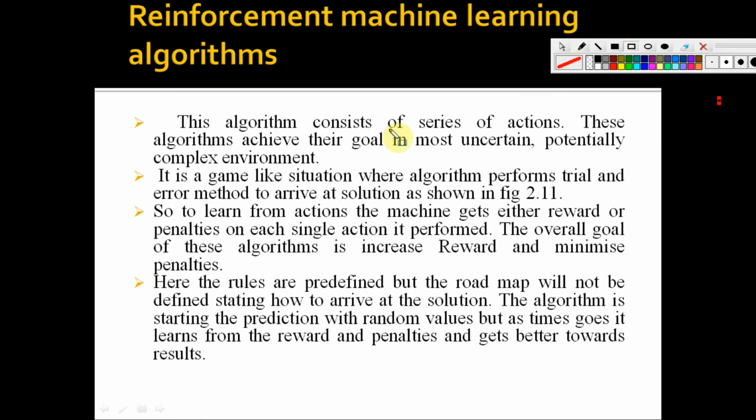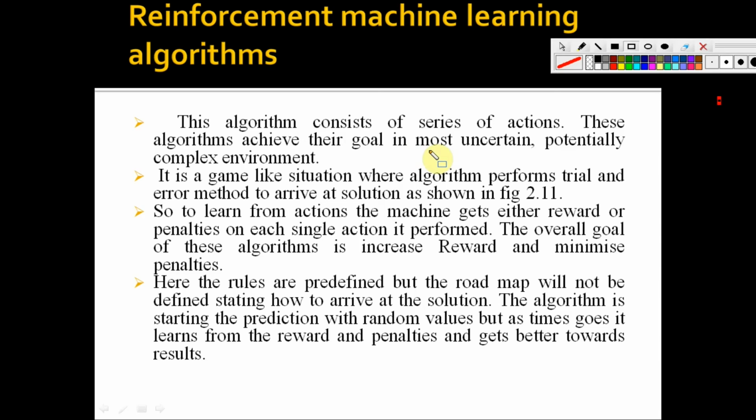This algorithm consists of a series of actions. These algorithms achieve their goal in a most uncertain, potentially complex environment. So this is basically the most complex type of machine learning algorithm, where the goal is uncertain. They will be deployed in the most complex environments, where the goal is uncertain, whether I want to achieve this one or that one. So probability kind of things are achieved with the help of reinforcement machine learning algorithms.